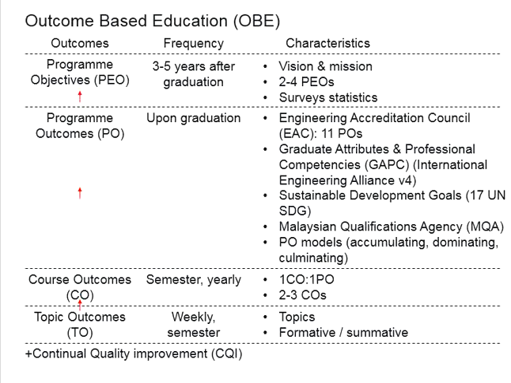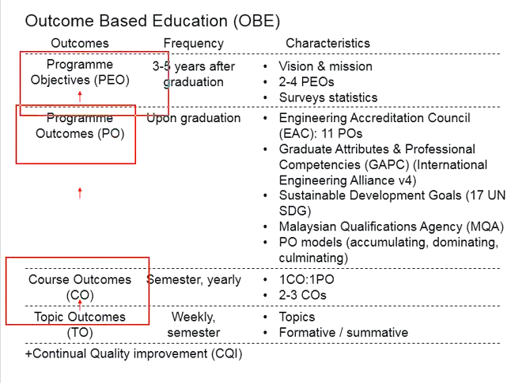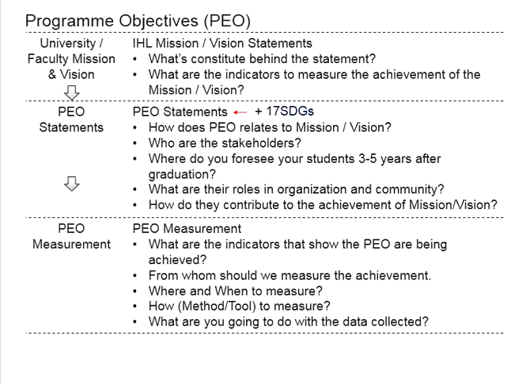Let us continue with our discussions on outcome-based education. In outcome-based education, we have course outcomes, program outcomes, and program objectives. Let us first look at the program objectives, which are commonly known as the PEO.